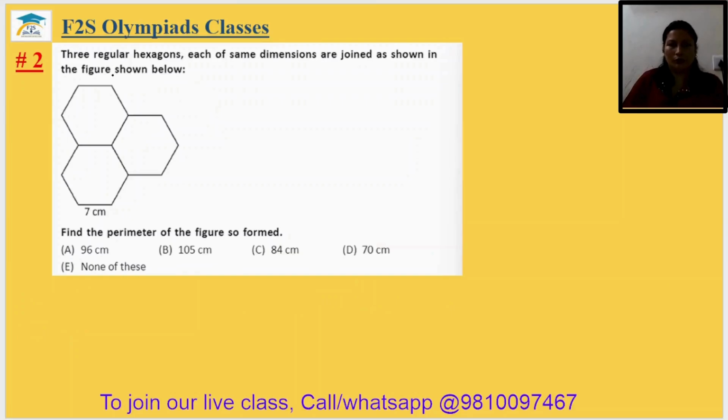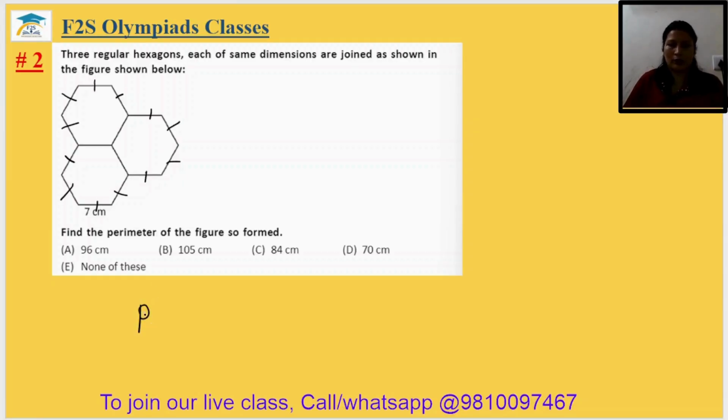Come to question number 2. Three regular hexagons, each of same dimensions, are joined as shown in the figure shown below. Find the perimeter of the figure formed. Since the hexagon is regular, it means the sides of the hexagons will be equal. So how many sides are there? 1, 2, 3, 4, 5, 6, 7, 8, 9, 10, 11, 12. Total 12 sides, outer sides.